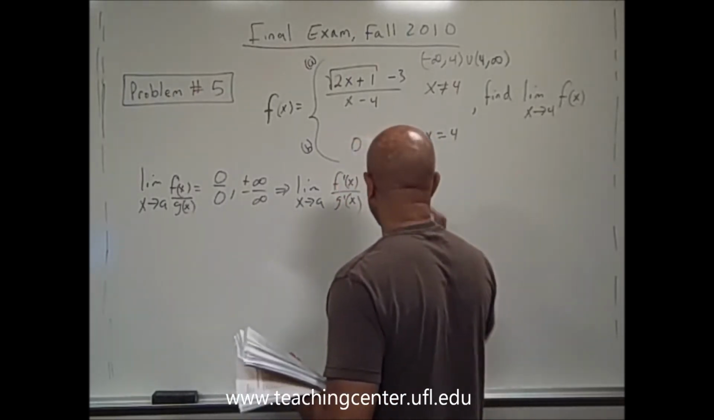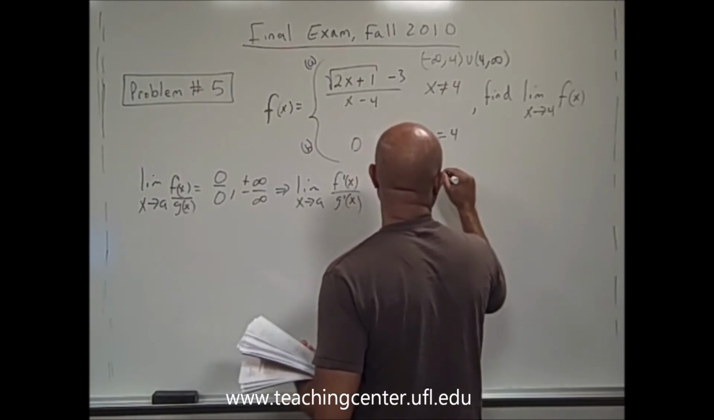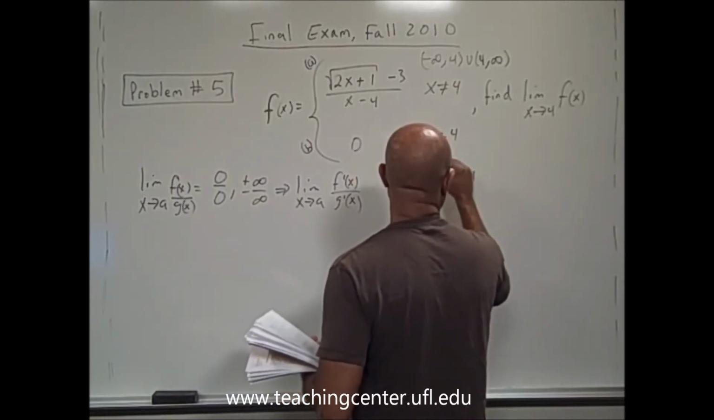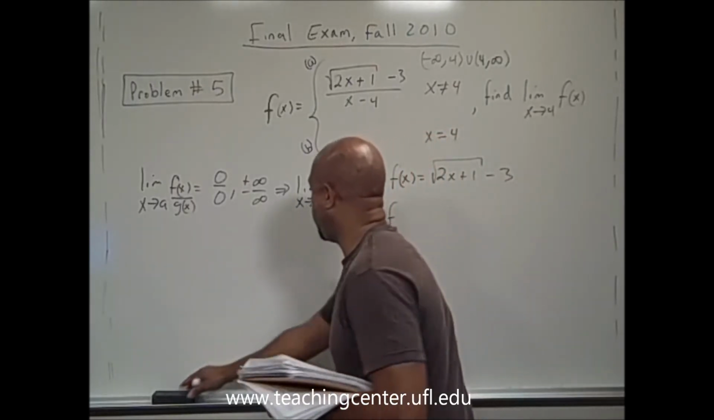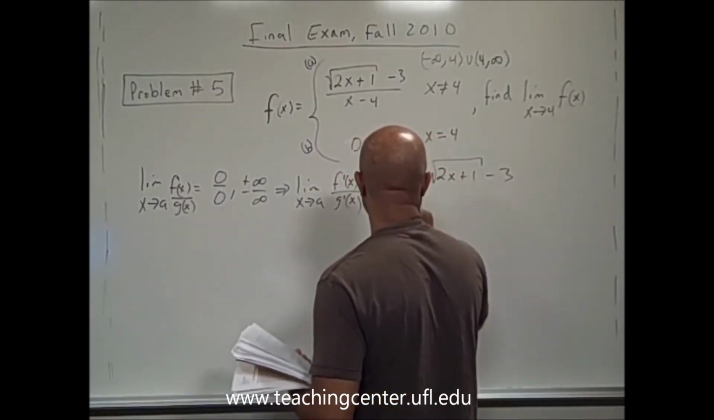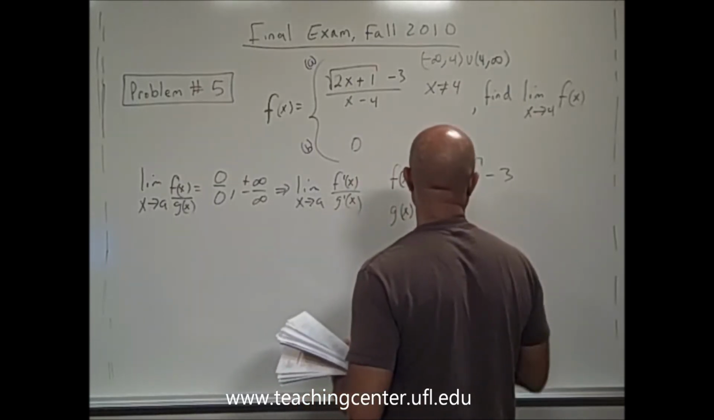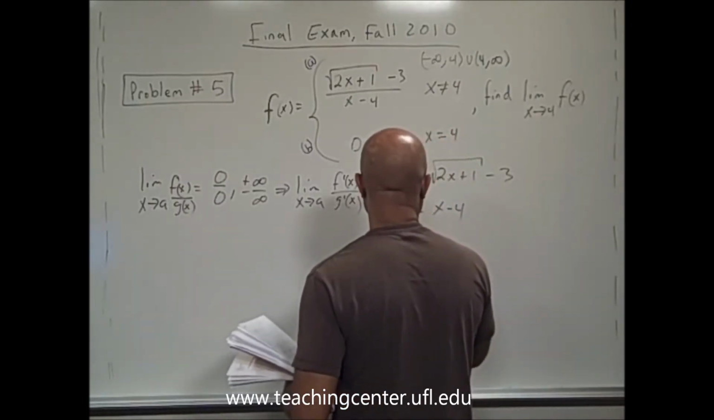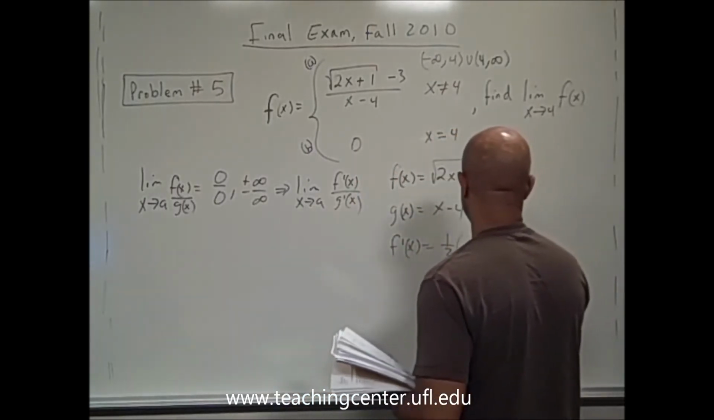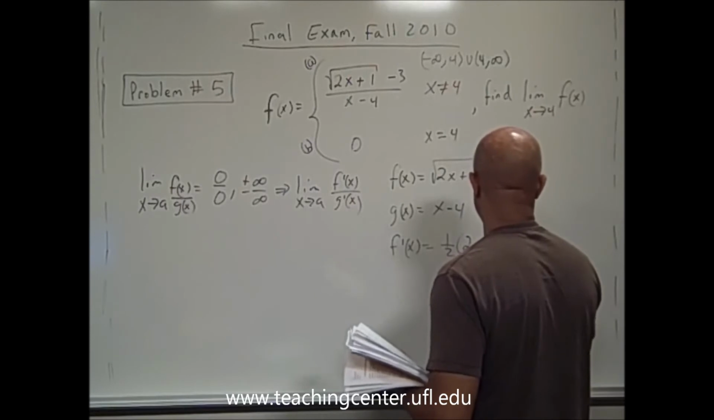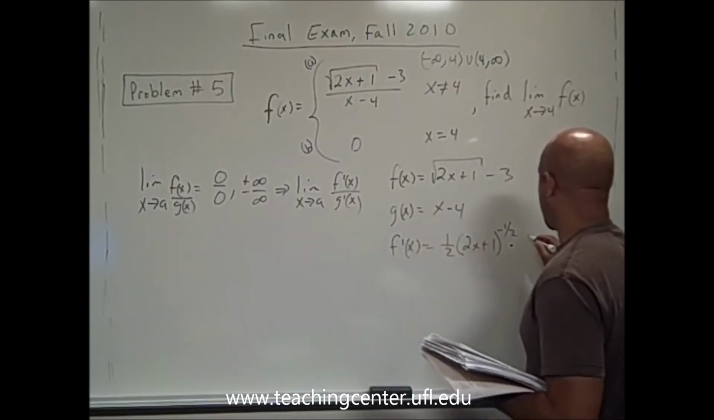So if we define our f, in this particular case, to be the square root of 2x plus 1 minus 3, and our g to be x minus 4, then the derivative of f is simply 1/2 times 2x plus 1 to the negative 1/2, times the derivative of the inside, which is just 2.